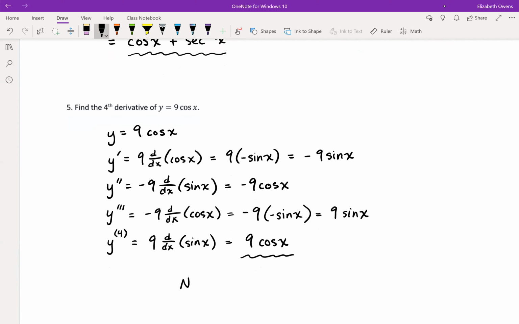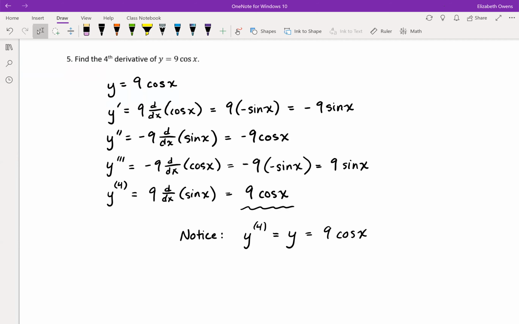Now notice here, the fourth derivative of our function actually goes back to equaling the original function itself. The fourth derivative of y equals the same function as original y. They both equal 9 cosine x. And you'll notice that this will happen from time to time because of the cyclical nature of the sine and cosine derivatives, how they are derivatives of each other, but just changed with a negative sign. So this is a cyclical process here.